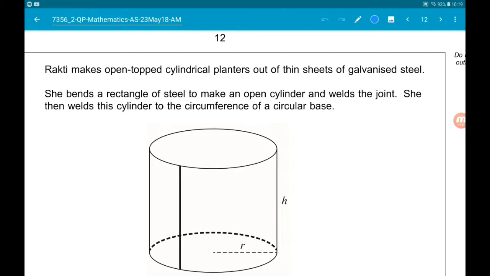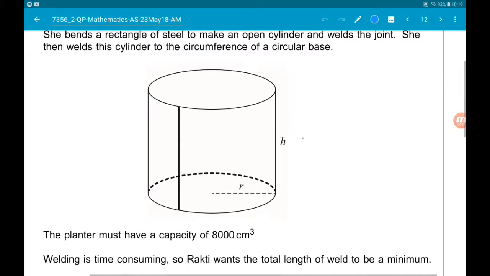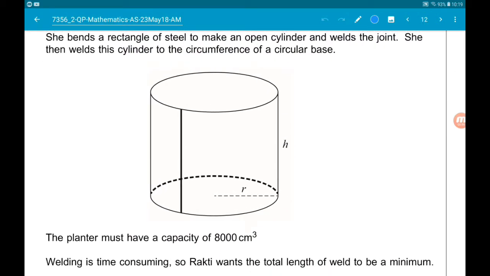She bends a rectangle of steel to make an open cylinder. She then welds the joint together. She then welds this cylinder to the circumference of a circular base. So we've got our diagram here. The joint is that vertical line going up the length or height of the cylinder.